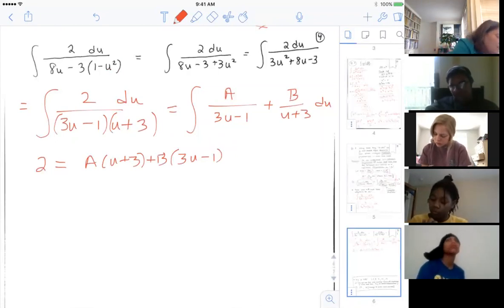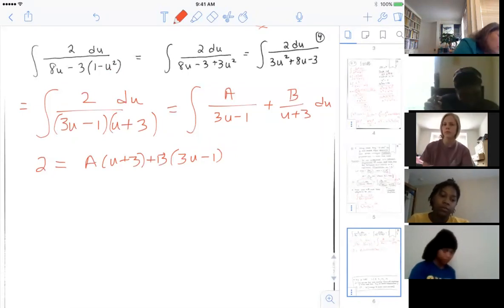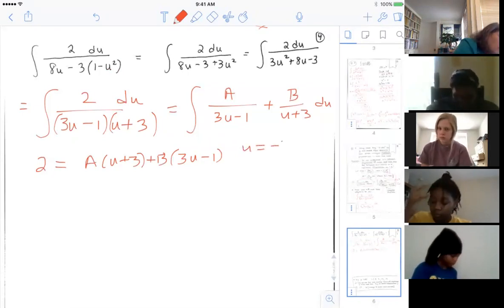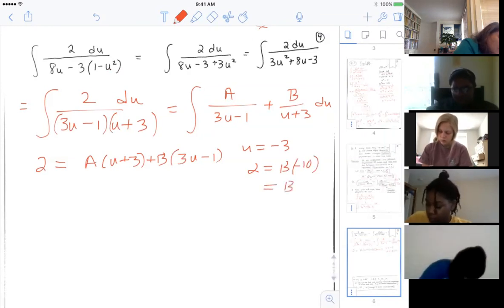Remember what the easy way to do this was? Pick a u that'll make things disappear. What do you want to pick u to be here, guys? -3. All right, let's do u equal -3. If u is -3, that drops out. I get 2 equal B times -3 here will be -9 minus 1 will be -10. Put in -3 there. Don't let me make any mistakes. So that's a 2. So B is -5.